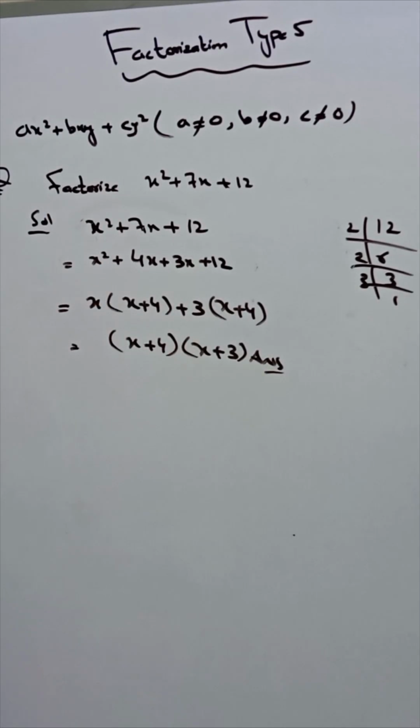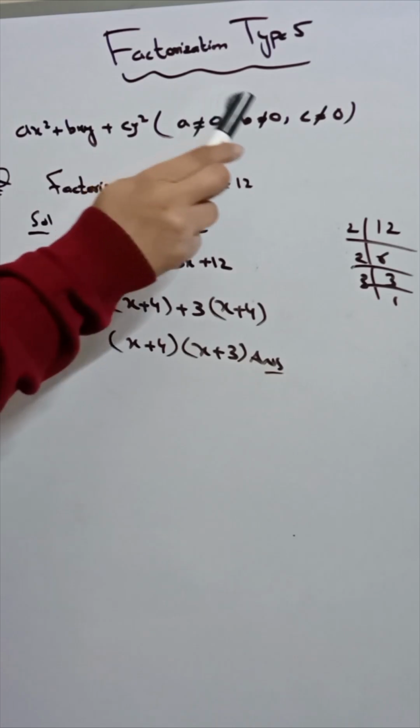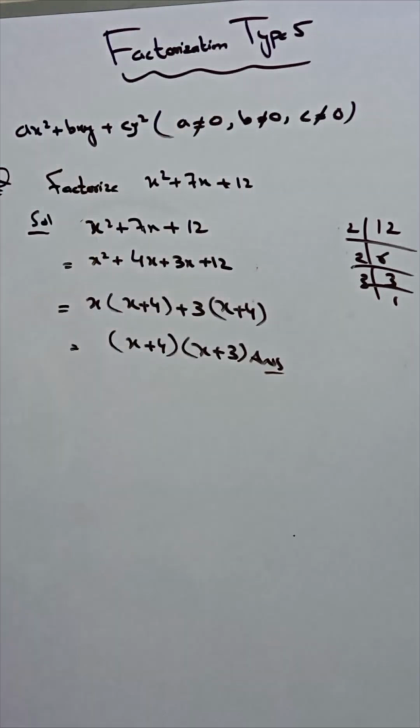Factorization type 5. What is this type? ax square plus bxy plus cy square, where a is not equal to 0 and b is not equal to 0 and c is not equal to 0. If any of them is 0, this becomes a different type. So, this is very important.